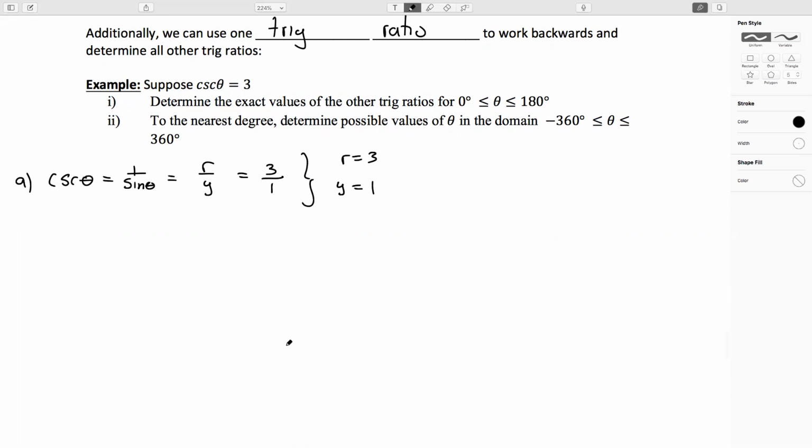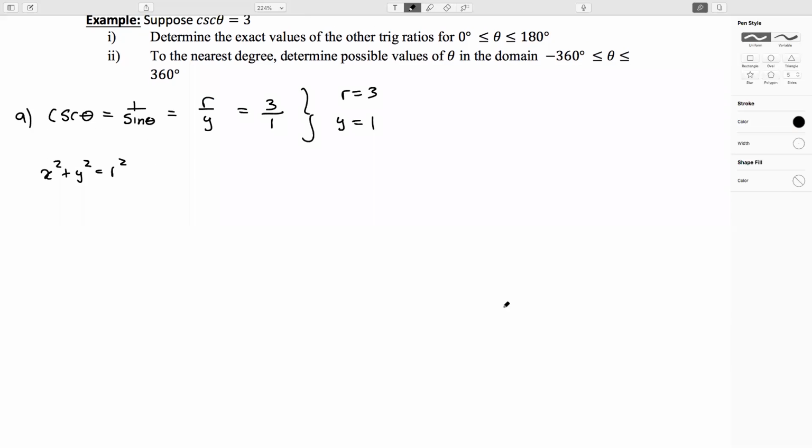So now I need to find my trig ratios. We could draw this if we want to, but I think we can just figure out what x is and then find the trig ratios. So we're going to use Pythagoras. We need to find x. X squared plus y squared equals r squared. I don't know x, so I need to move everything to the other side. X squared equals r squared minus y squared. And then take the square root. X equals the square root of r squared minus y squared. X equals the square root of 3 squared minus 1 squared, or x equals root 8.